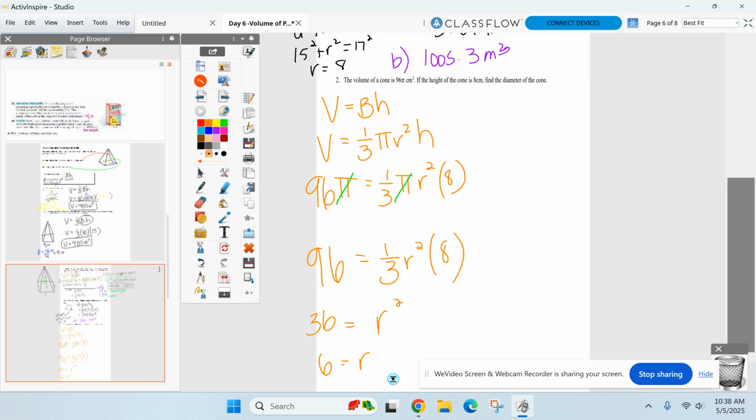So we end up with a diameter of 12. If you guys are putting units, it's just going to be centimeters. Nothing squared or cubed because we're talking about radius. All right, any questions before we go on to the challenge here?